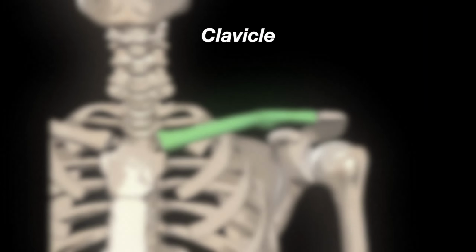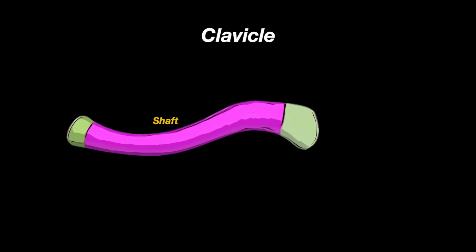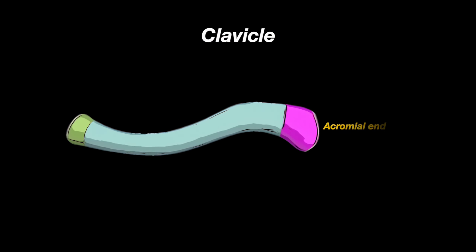The sternal end of the clavicle is the enlarged quadrangular area on the medial aspect of the bone. It articulates with the manubrium of the sternum, forming the sternoclavicular joint. The shaft or body of the clavicle is the long, curved part of the bone. It extends between the enlarged sternal end of the clavicle and its flattened acromial end.